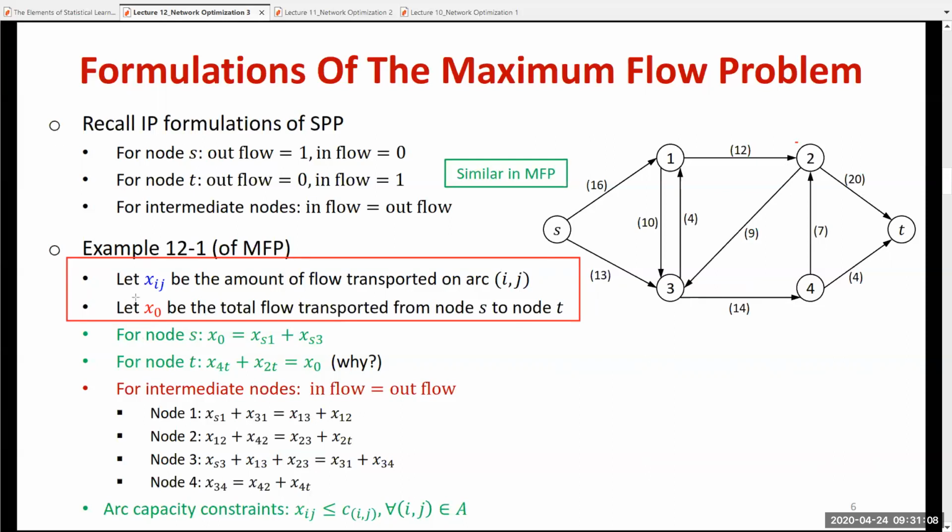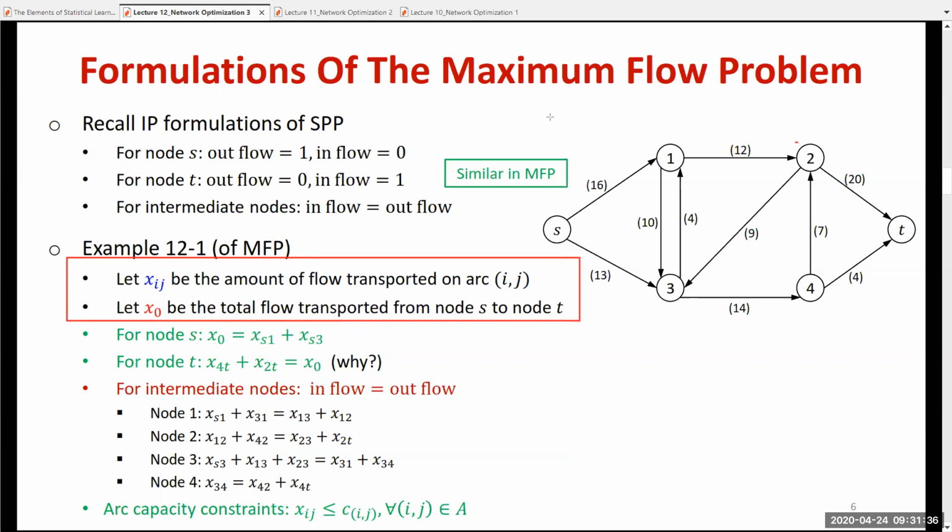And then let's use x0 to denote the total flow transported from S to T. And immediately, by the definition of the maximum flow problem, what I want to do is maximize this x0. Because x0 is the total flow transported from node S to node T, and I want to maximize the total transportation, of course I want to maximize x0 here.